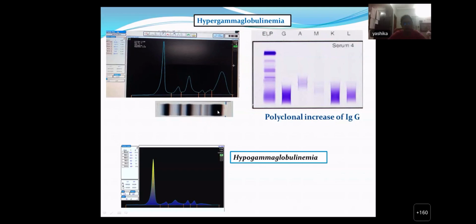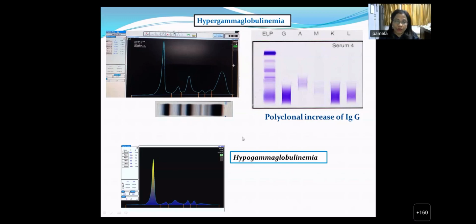Okay, fine. So you have a very broad band as compared to the dense band of a myeloma type. On an electrophorogram, you have the base, which is very broad here as compared to the myeloma pattern, where the peak on the electrophorogram is narrow and dense for multiple myeloma. So this is hypergammaglobulinemia. And on an IFE, you can see this is broad and diffuse, which is the polyclonal increase of IgG.